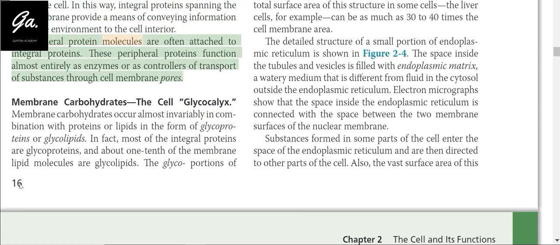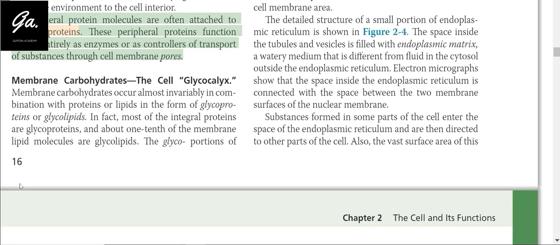Peripheral protein molecules are often attached to integral proteins. These peripheral proteins function almost entirely as enzymes or as controllers of transport of substances through cell membrane pores.